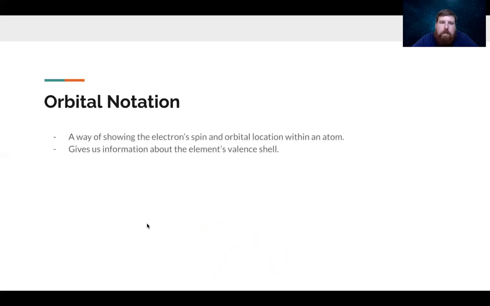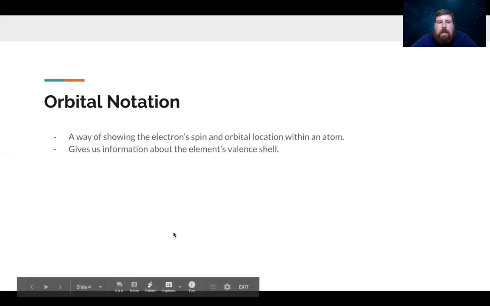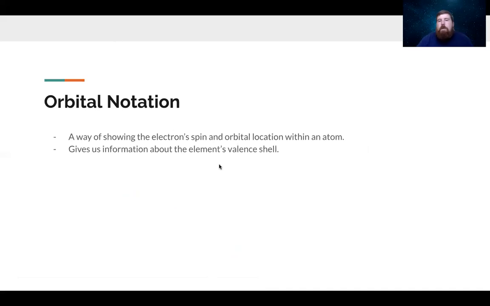So an orbital notation is basically a drawing for showing the electron's spin and orbital location within an atom. It really just gives us information about the valence shell electrons. But let me show you how to draw the orbital notation first. We're going to look at oxygen. Oxygen's electron configuration is 1s2, 2s2, 2p4.